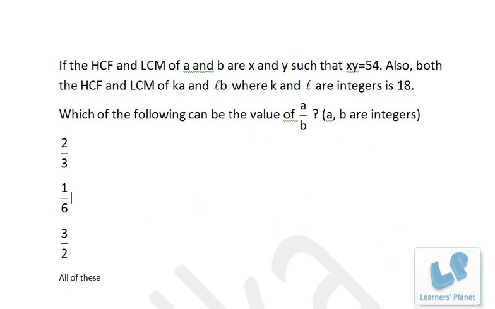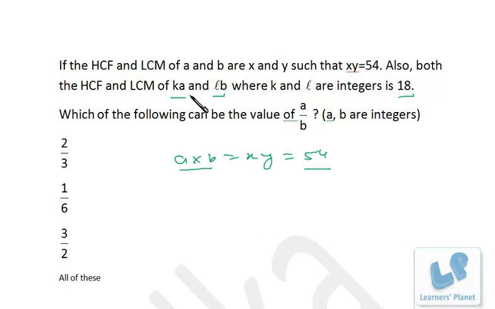Now see this. If the HCF and LCM of A and B are x and y such that xy is 54, and also both the HCF and LCM of KA and LB, where K and L are integers, is 18, which of the following can be the value of A by B? Now friends, HCF and LCM of two numbers have a property: the product of the numbers is equal to the product of their HCF and LCM, right? That means A into B is equal to xy, and that is 54.